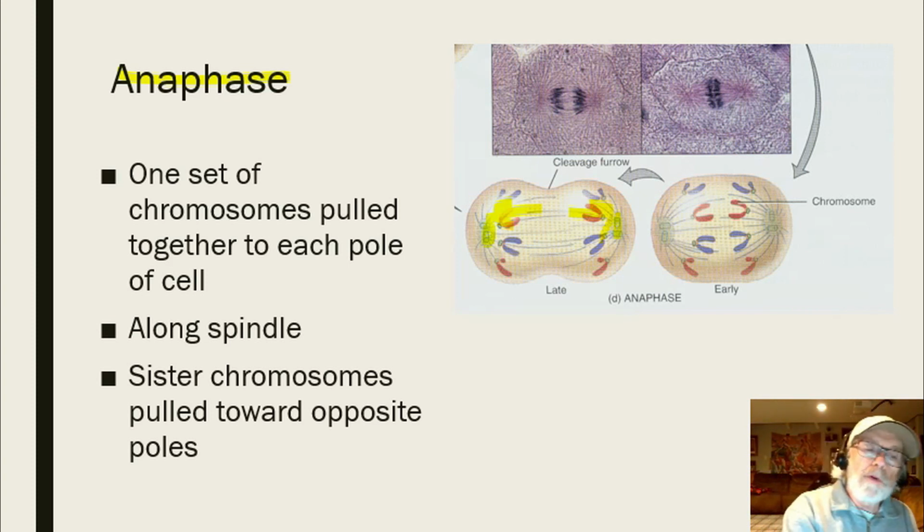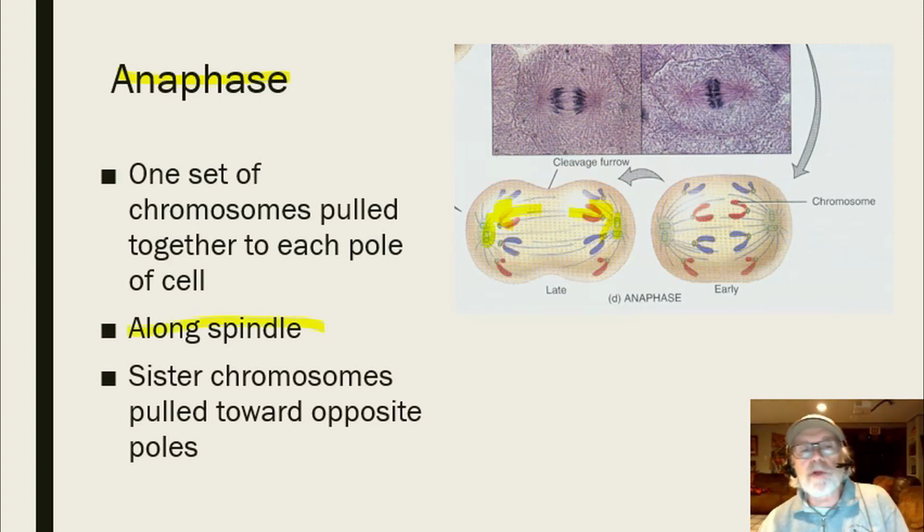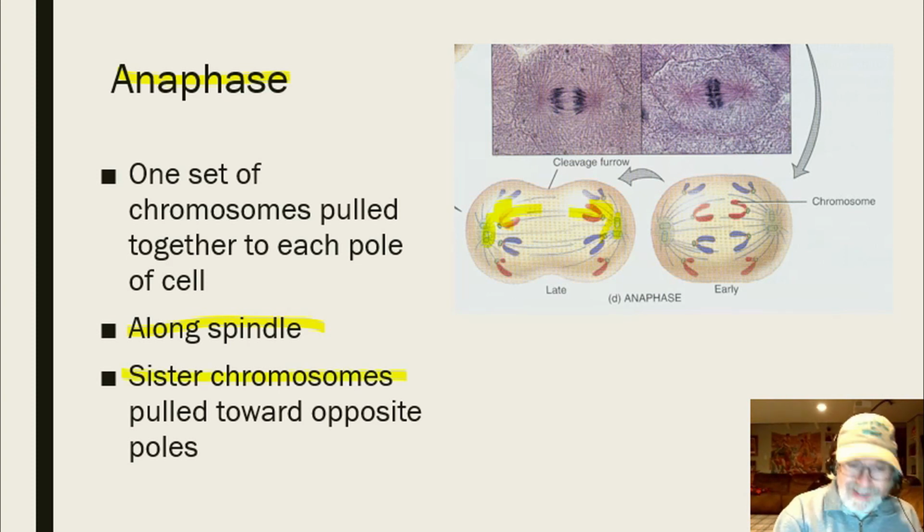And they're pulled along the spindles, from those microtubules that we talked about a little bit before. So the sister chromatids are pulled towards the opposite poles. Now part of them go here, part of them go that way. And that's what happens in anaphase. We're starting to see that up here in the top picture.